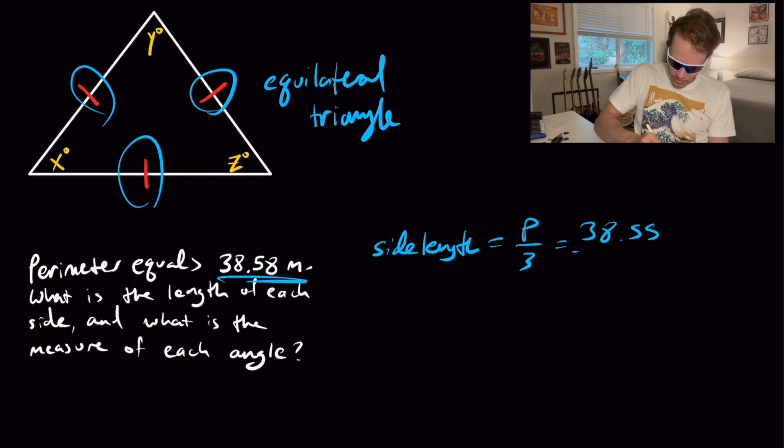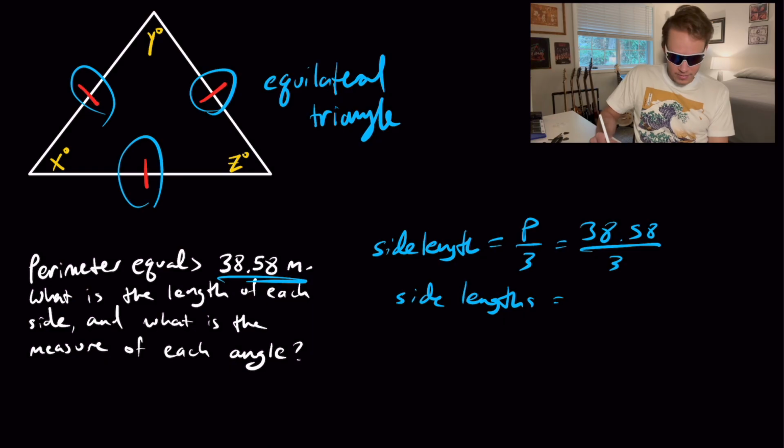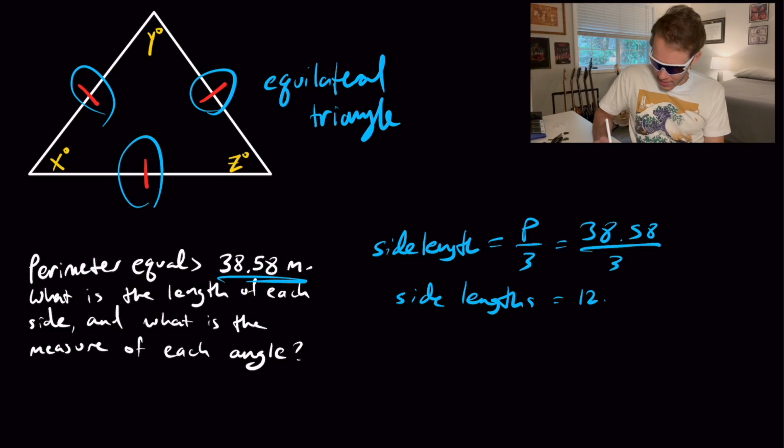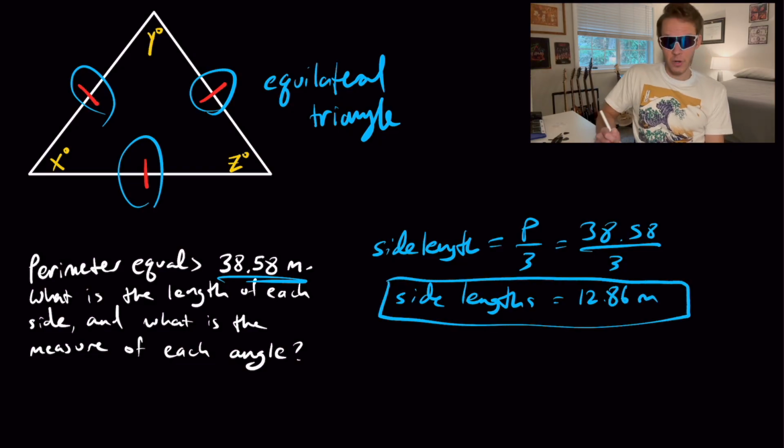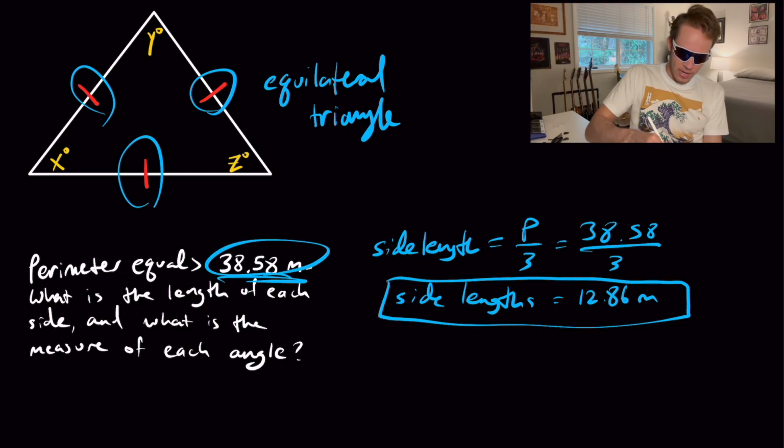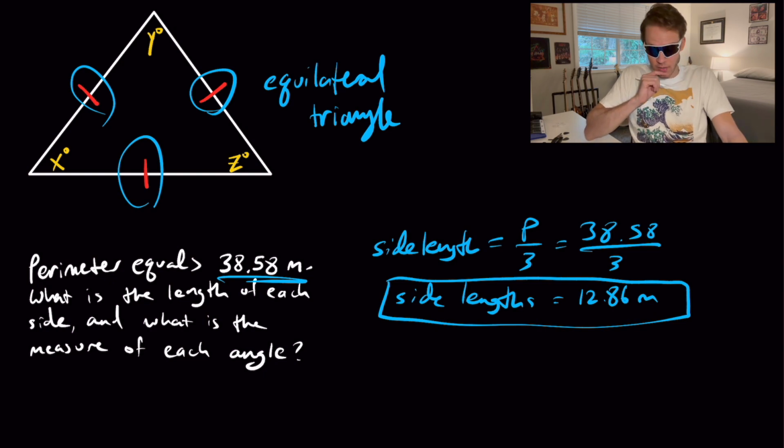38.58 divided by 3, which means the side length, or all the side lengths, are going to have a length of 12.86 meters. Right? You can check your work too. If you add this together 3 times, 12.86 plus 12.86 plus 12.86, you should get 38.58. So the next thing that they wanted to do is find out what the measure of each angle is.